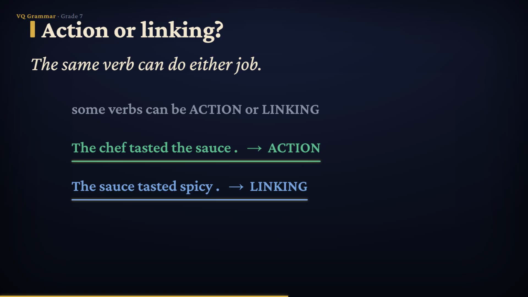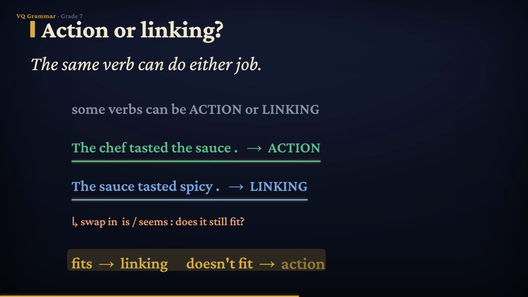How do you tell them apart? Use our test. Swap in a form of is or the word seems. The sauce seems spicy makes sense, so it's linking. If is or seems fits, the verb is linking. If it doesn't, the verb is showing action.